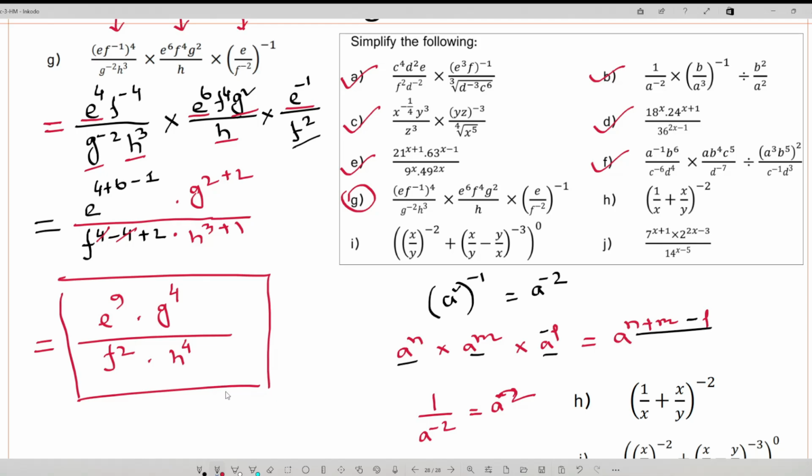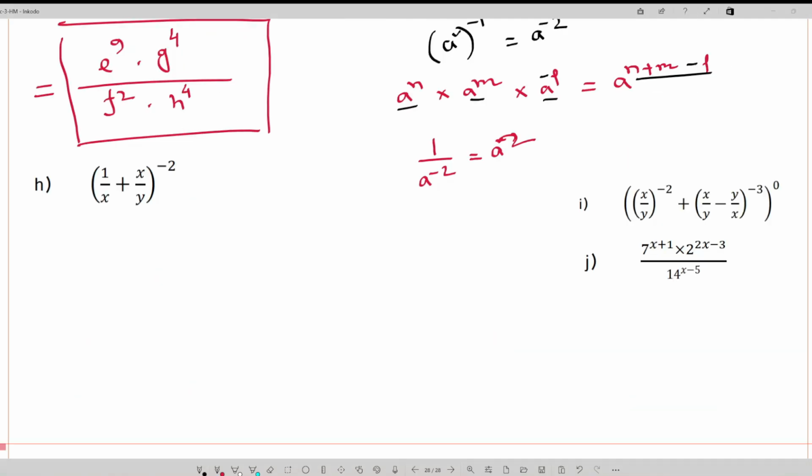Very easy, but we have to concentrate on the plus and minus signs. With a silly mistake, the answer will change and you will get 0. So number G done. Now we will start the next number.